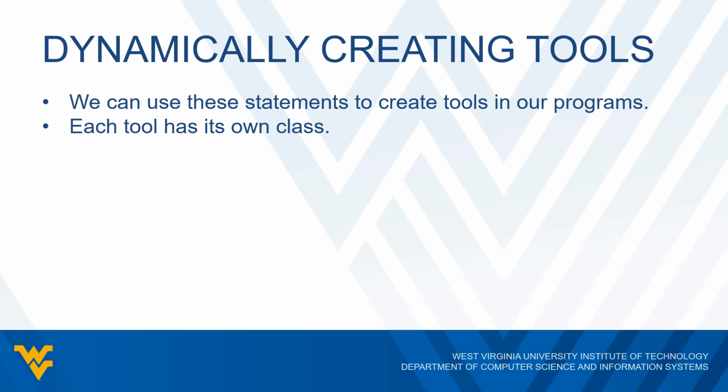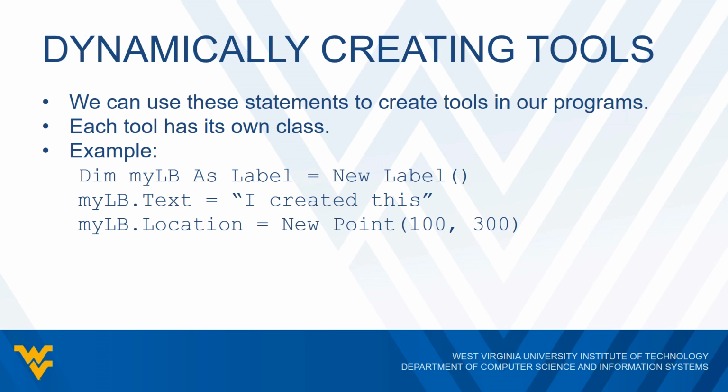So each tool has its own class. So let me give you an example. Let's say I want to create a label just using code without having to go through the toolbox in Visual Studio. I can have the following code like this. So we see in the first line, we are creating an object of the label class. We're going to call this myLB. I'll probably just say myLabel.